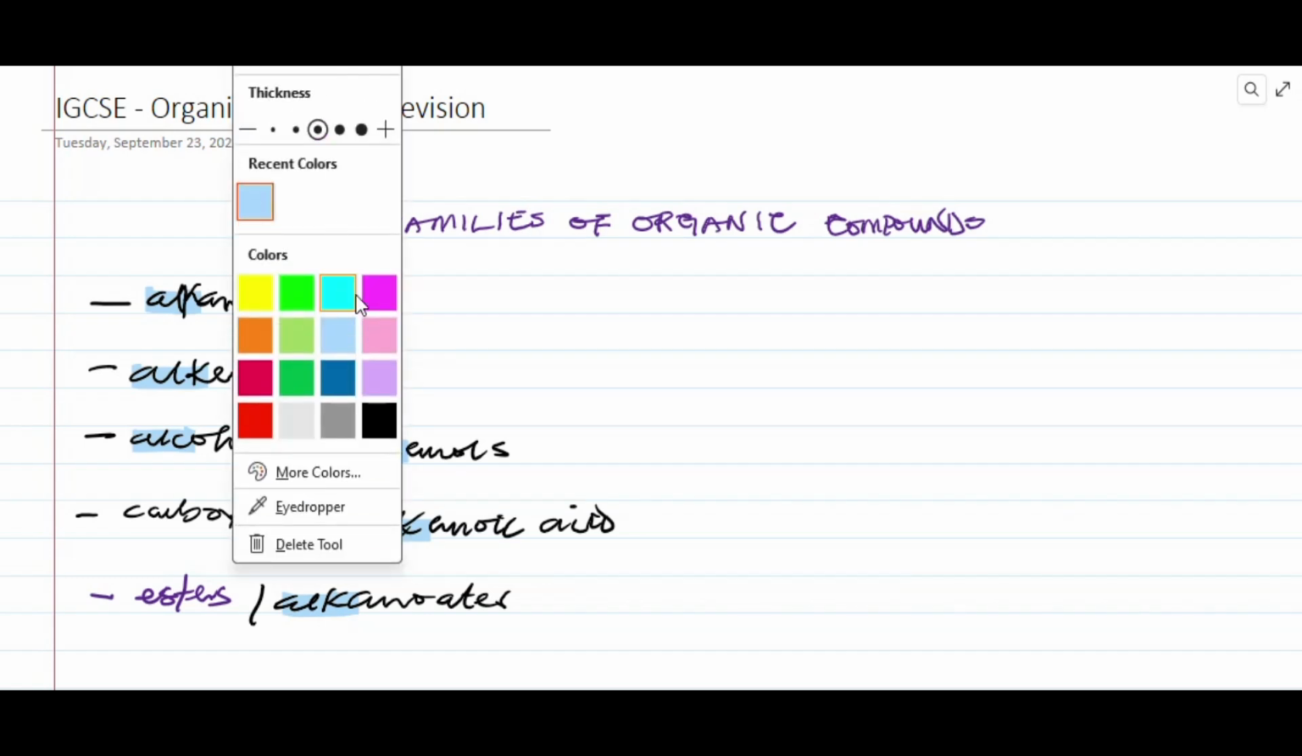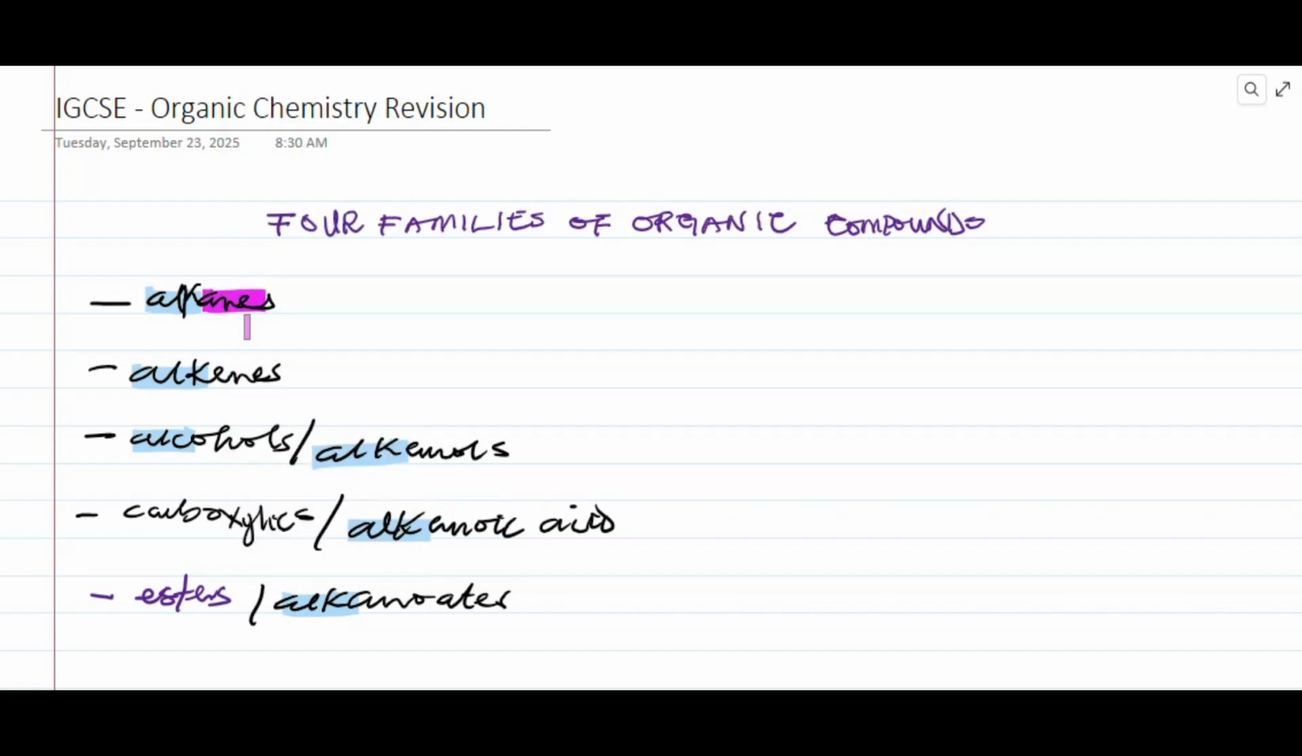Another part of the name is the end part here. For the alkanes, we have ane, for the alkenes, ene, for the alkynes, yne, and this one is ol. This is oic acid, and this is oate. So this is very important. So we'll start with the end part of the name first.